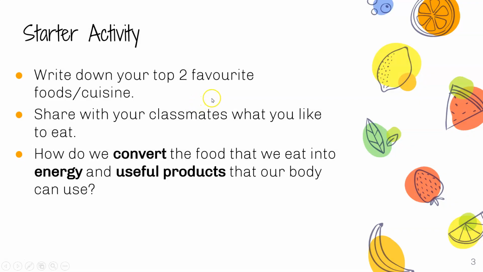Now let's talk about your favorite food. Think about it. What are your favorite foods or your favorite cuisines? Do you like Japanese cuisine, Korean cuisine, Indian cuisine? Share with your classmates or with your parents what you like to eat. And now let's think about the question: how do we convert the food that we eat into energy and useful products that our body can use? These are the points that we'll try to answer throughout this entire chapter.